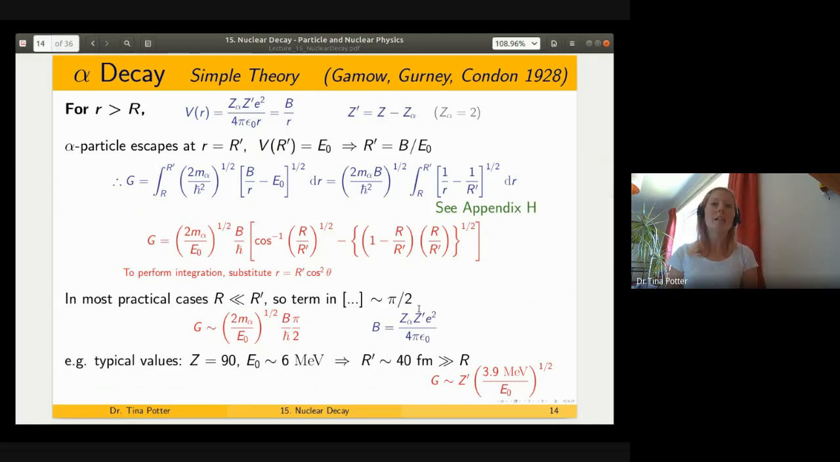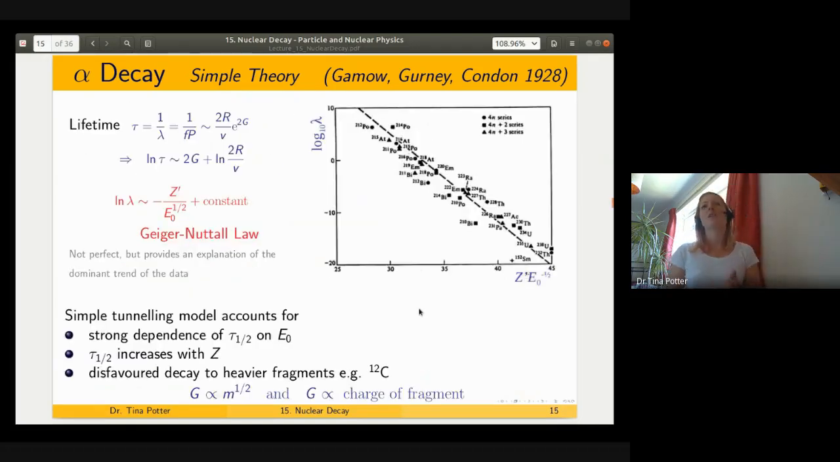So if we had a typical nucleus with 90 protons, and an alpha particle that's emitted at 6 MeV, its escape radius is about 40 femtometers. That's quite a lot it's got to tunnel through here. So does this explain our strong dependence between the half-life or the lifetime and the energy of alpha particles?